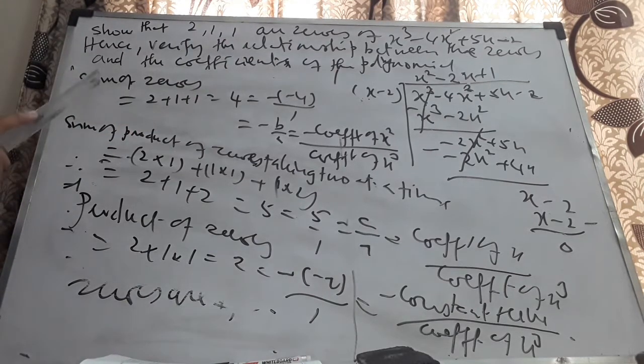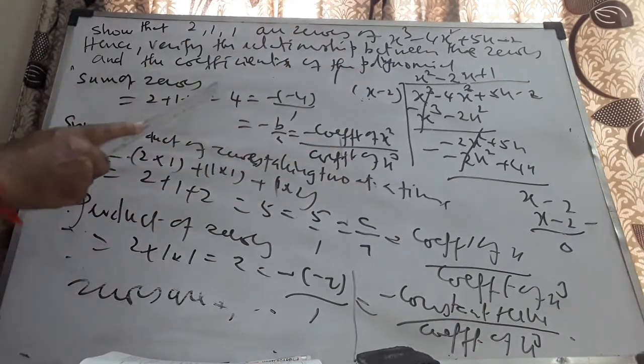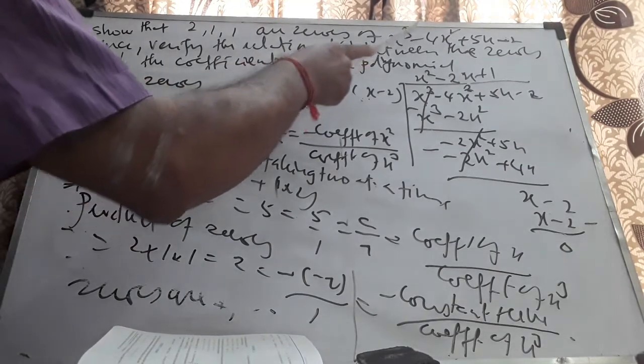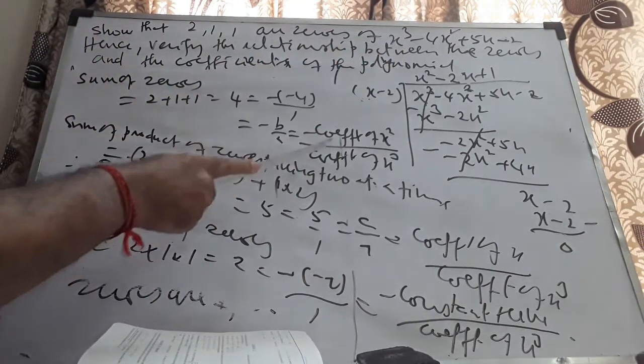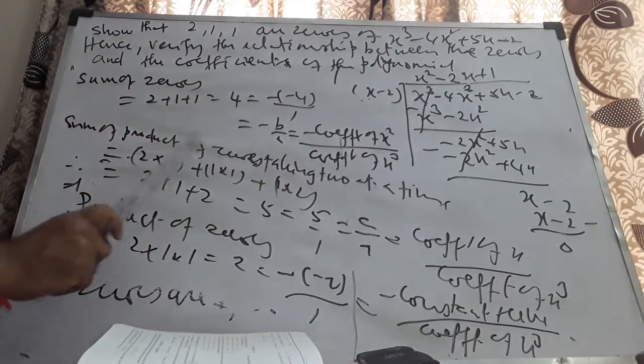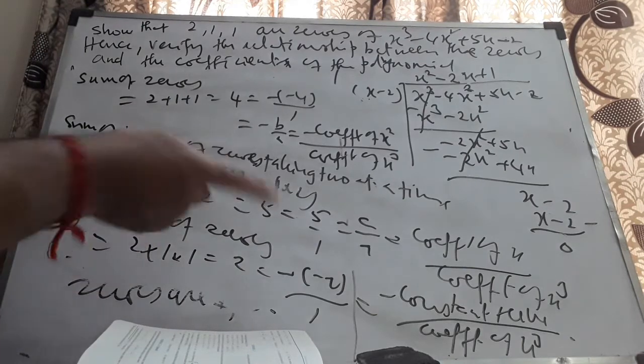Let me just check once again. Sum of zeros. The zeros are 2, 1, 1. We have seen 2 plus 1 plus 1, 4. 4 can be written as minus of minus 4 by 1. This is minus b by a, minus coefficient of x square by coefficient of x cube. Sum of product of zeros taking 2 at a time. That is 2 into 1 plus 1 into 1.